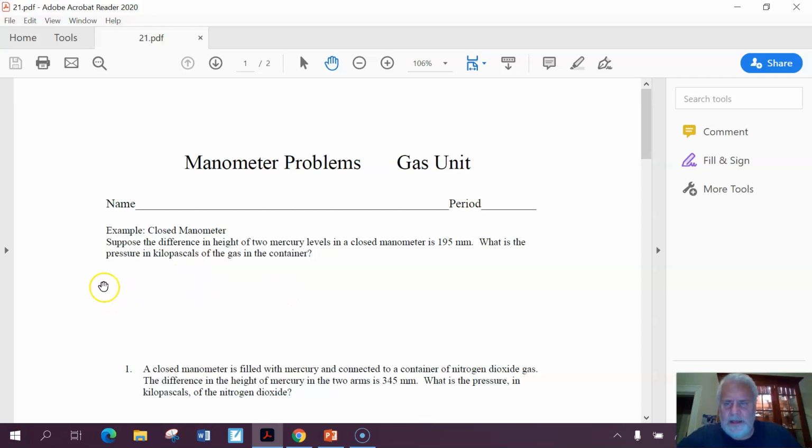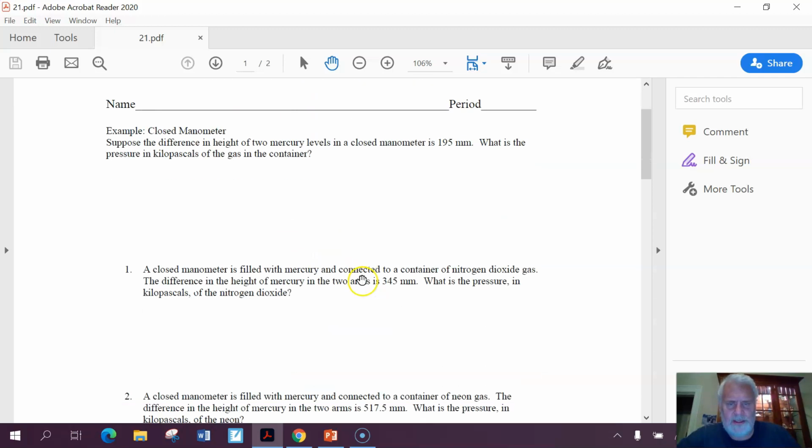But if you did print this out, then you're going to be doing your little drawing of a manometer here and your calculations right there for the notes that we're going to give. And I'll make reference to that. This is the example on the front side of the worksheet.